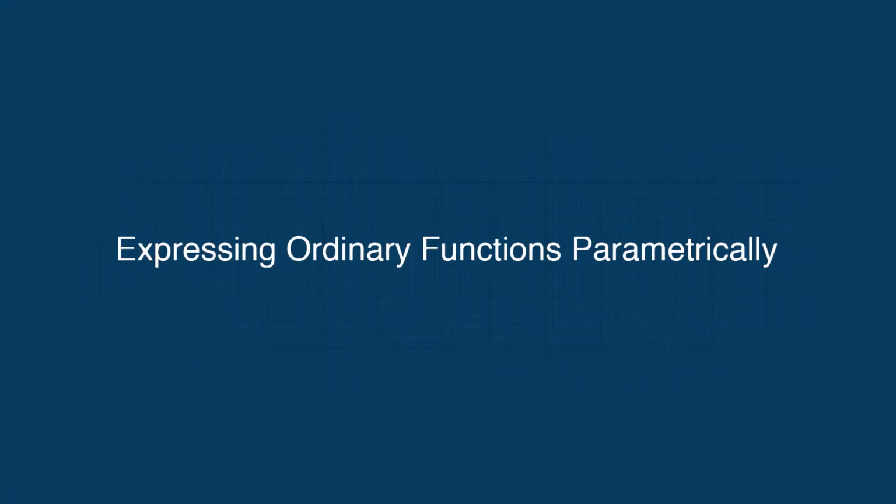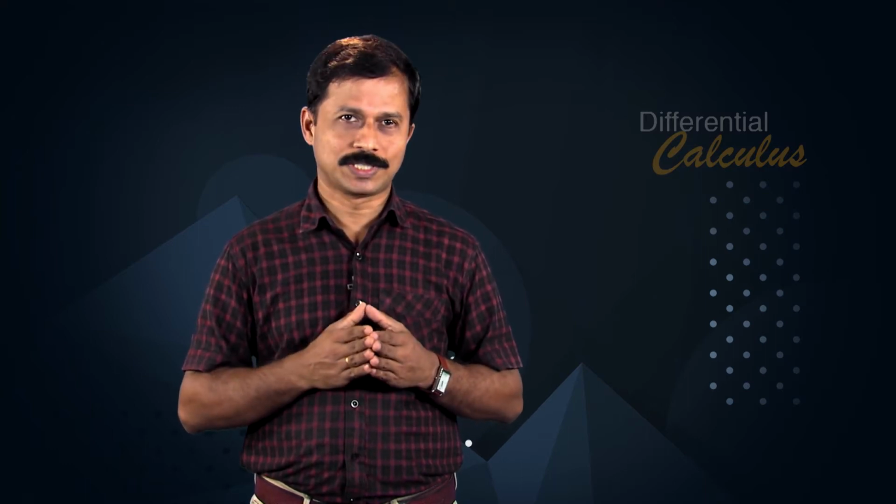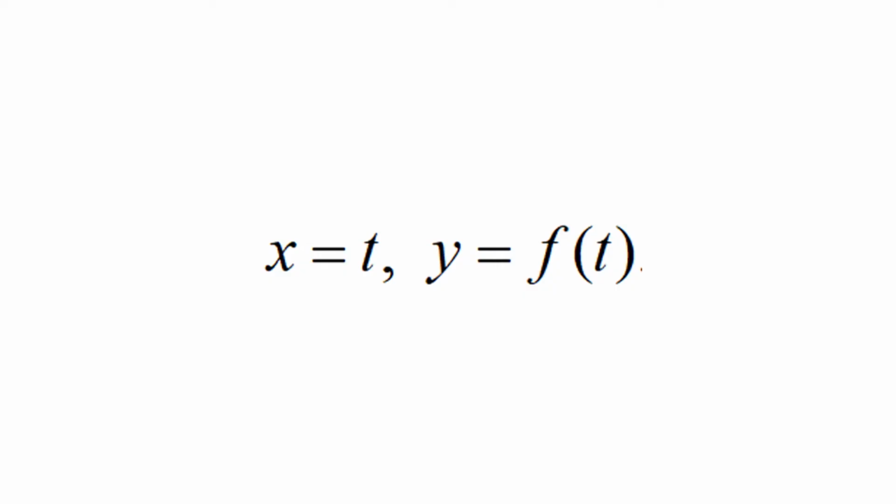Expressing ordinary functions parametrically. Any curve given by the equation y = f(x) can be expressed in parametric form by introducing the parameter t = x. This yields the parametric equations x = t and y = f(t).